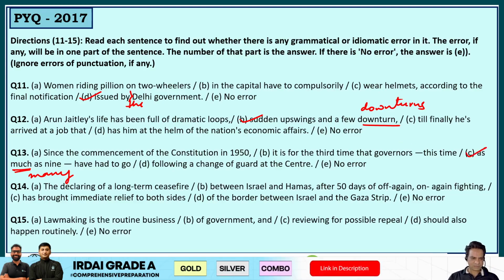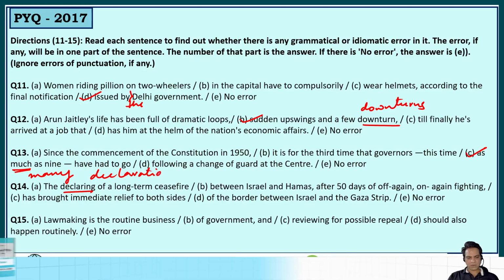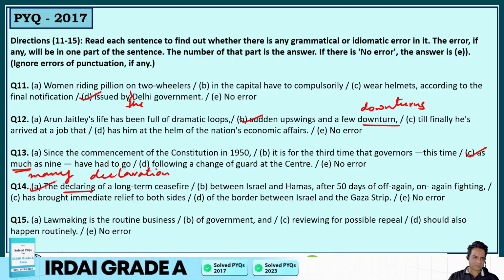The declaration, so we've done this, not declaring of, the declaration of a long-term ceasefire. So option A is the answer.